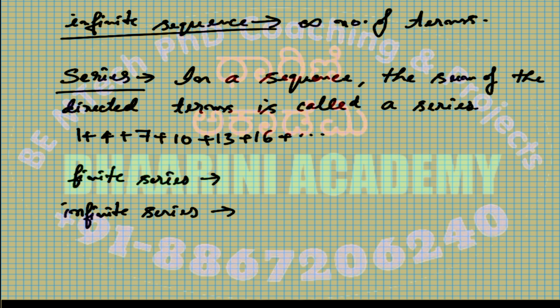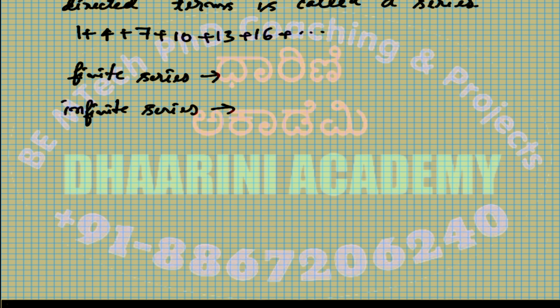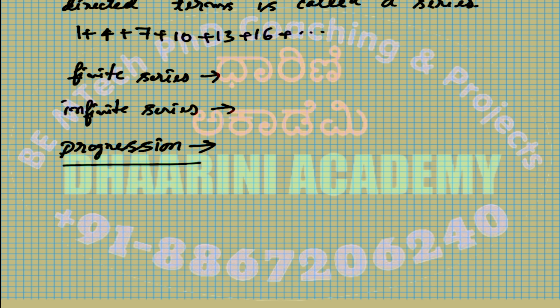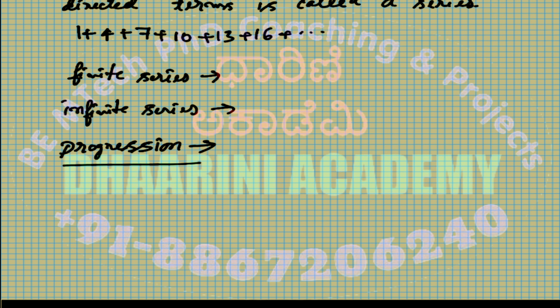Then we go for the third one. This is called a progression. If the terms of a sequence can be described by an explicit formula, then we are going to call that sequence a progression. So it has to be a sequence, and the terms of the sequence should be described by a formula.